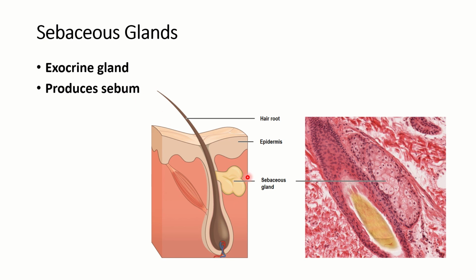This is a diagram that drains in a hair follicle, and here is the actual histology of it, and this is the hair itself. It drains in the hair, goes up and then lubricates the skin, so that lubrication prevents cracking of the skin. It is also bactericidal, which means it stops growth of bacteria. If the sebaceous gland and hair follicle is inflamed or some bacteria grows in it, then the person gets acne.